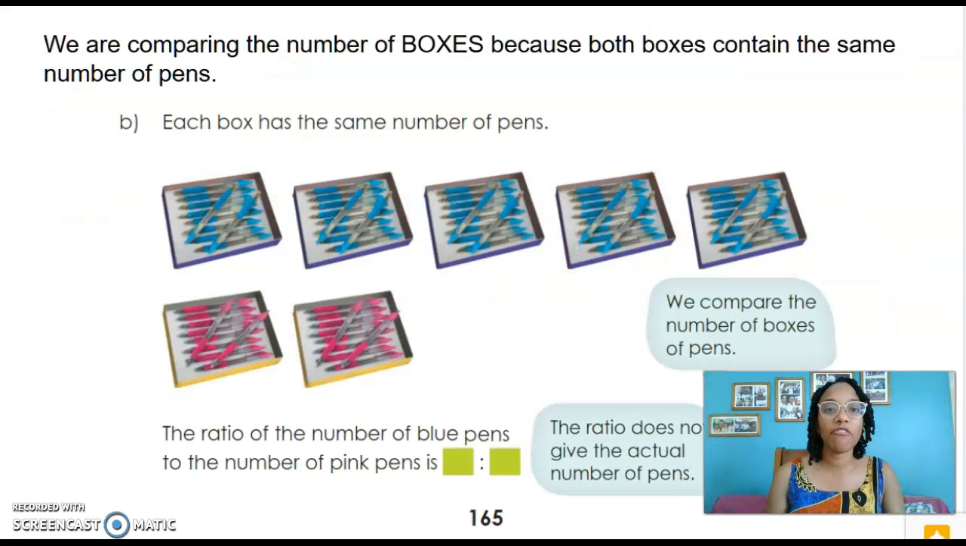When we compare the number of boxes, both boxes contain the same number of pens. So in each box, we see that there's the same number of pens inside. So the ratio of the number of blue pens to the number of pink pens is 1, 2, 3, 4, 5 blue to 2 pink. So we're going to call that 5 to 2. The ratio does not give the actual number of pens. It just shows us that for every 5 blue pens, we have 2 pink pens.